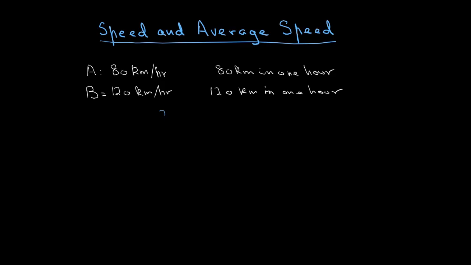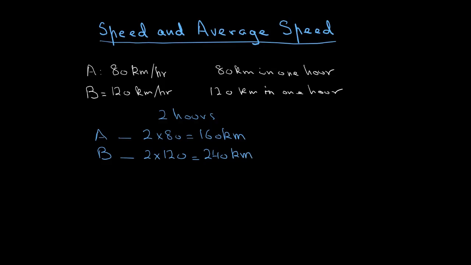2 hours? So in 2 hours, you can see A would have traveled 160 kilometers because it's 2 multiplied by 80, which is 160 kilometers. Because each hour he can travel 80 kilometers, and B would have traveled 240 kilometers because in each hour he can travel 120 kilometers.